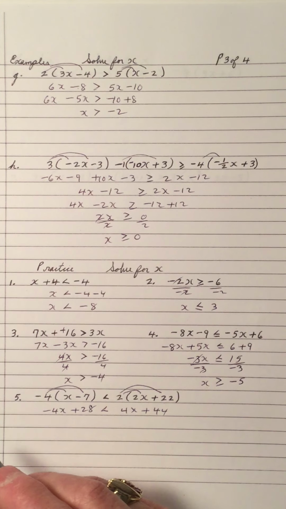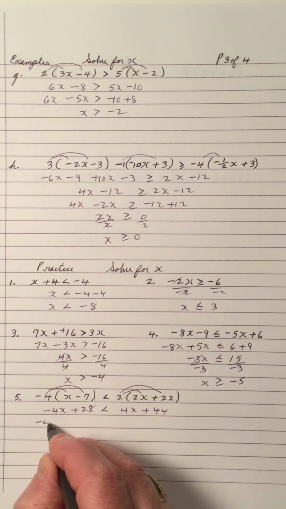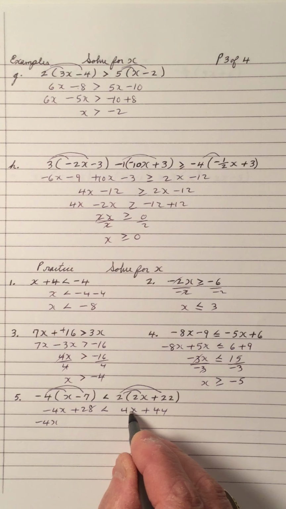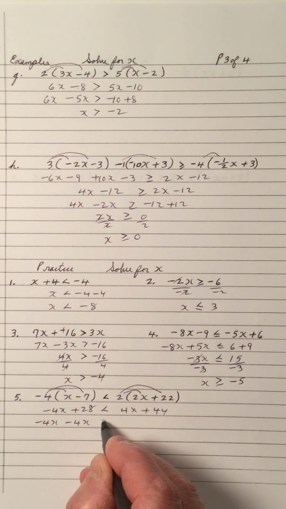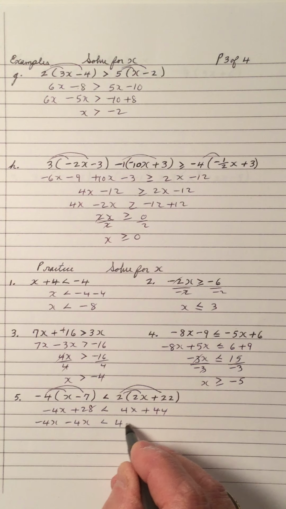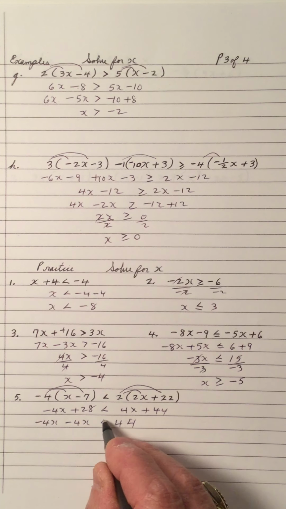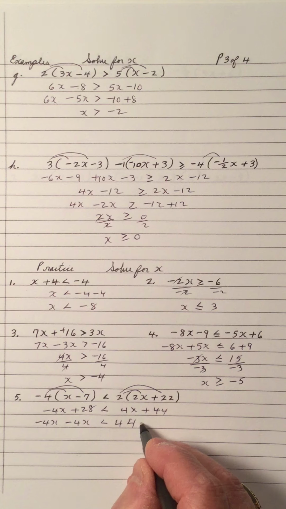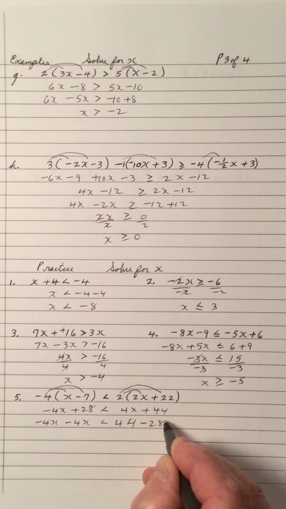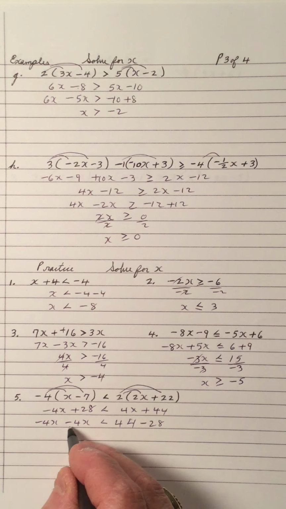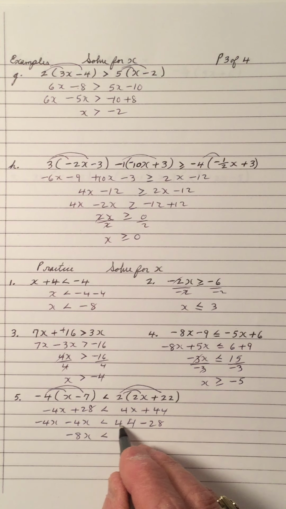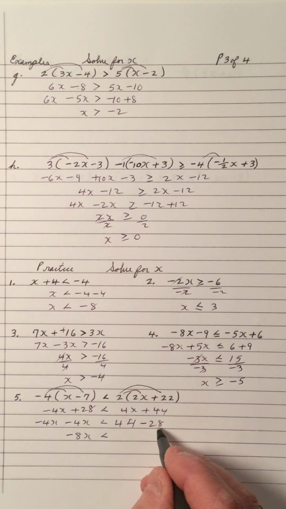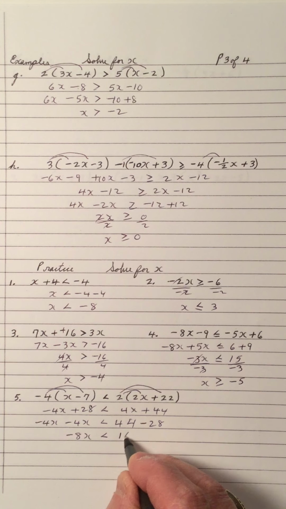X is moved to the left, numbers to the right. So negative 4x plus 4x over here on the right moves to the left to become negative. 44 is already on the right side, so we don't change it. And the 28 moves to the right side to become negative 28. Negative 4 subtract 4 is negative 8. Less than. 44 subtract 28 is 16.